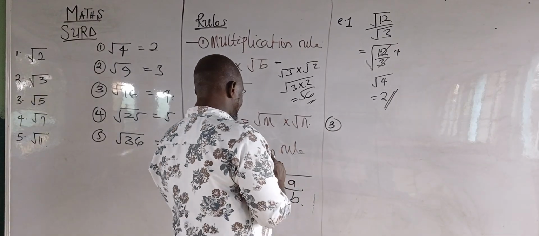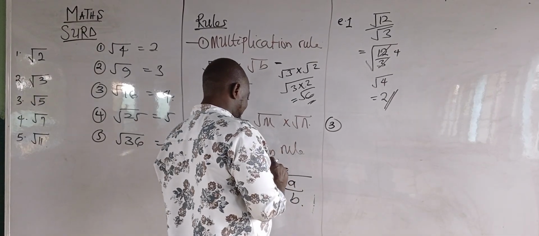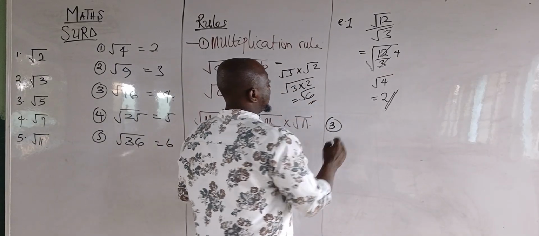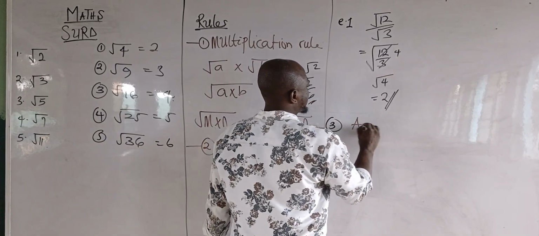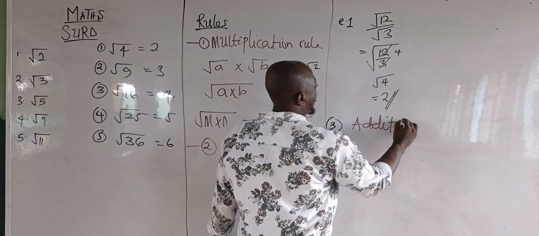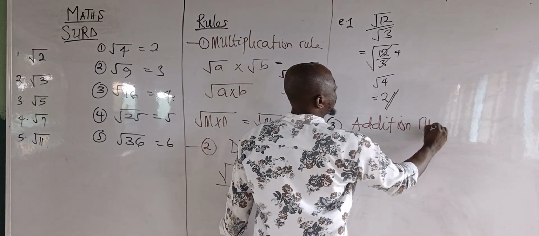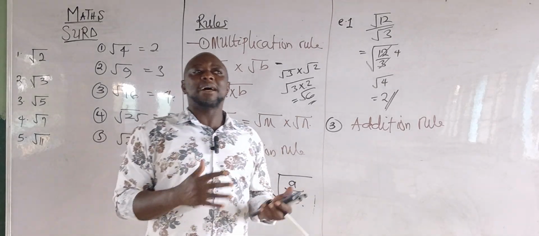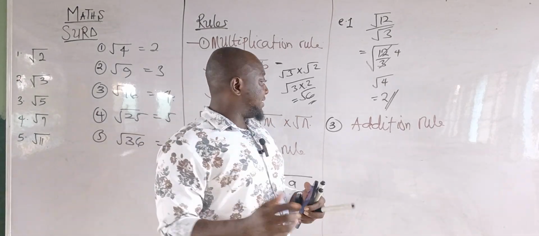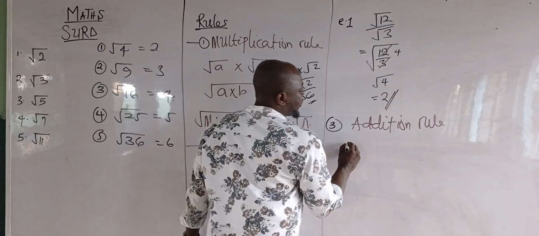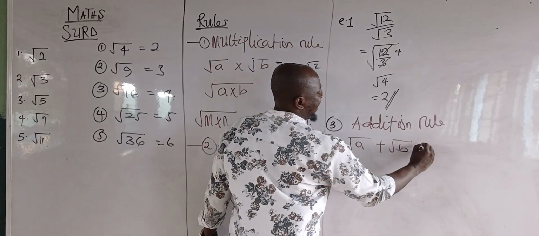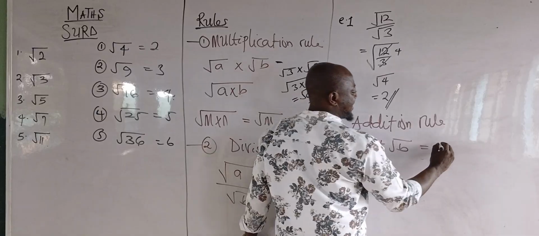Number 3 is this addition. Addition rule. There are some things you need to know about the addition rule. The rule is this: you cannot have this. Let's say you have the root of A here plus the root of B here, and then you state it like this.